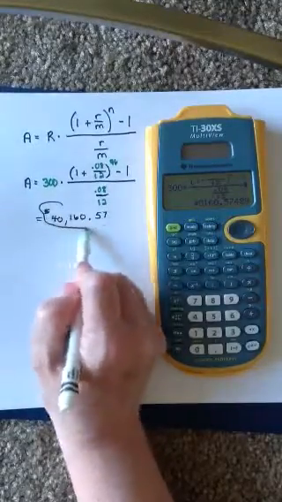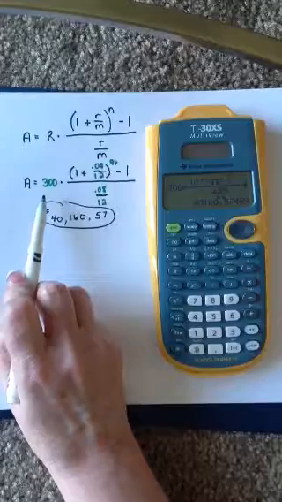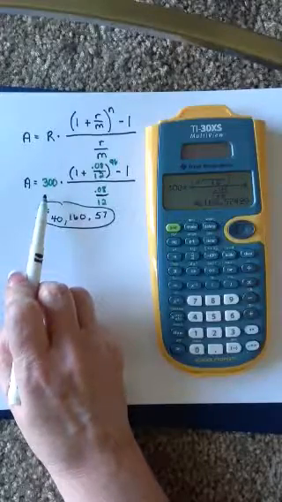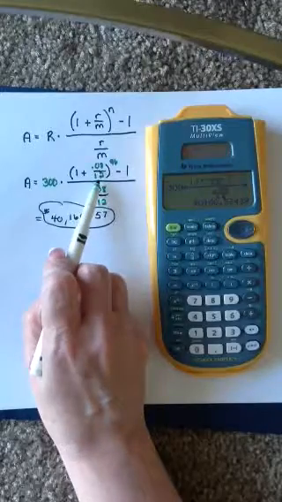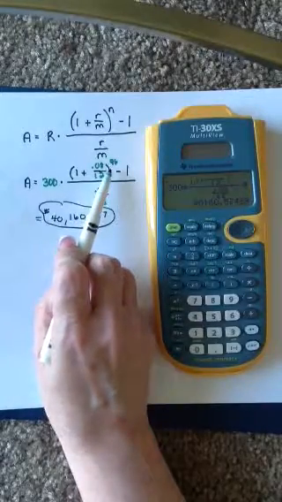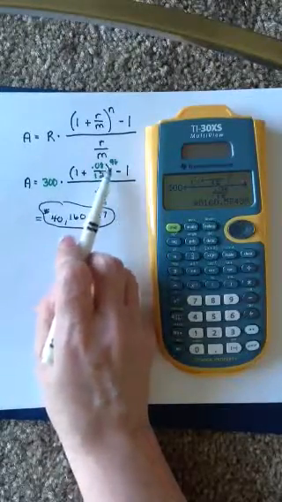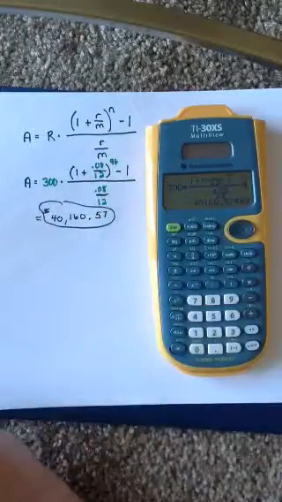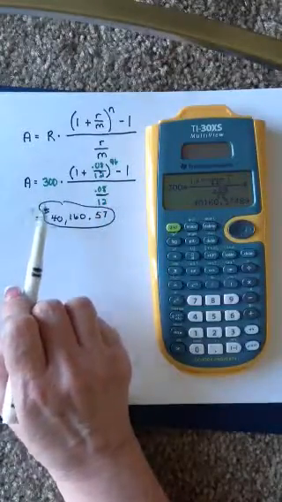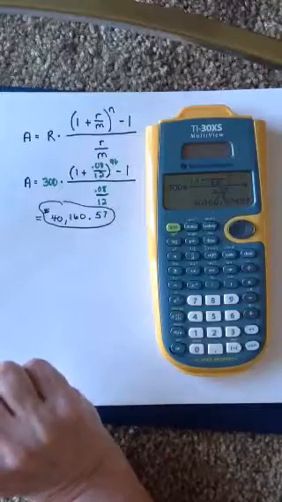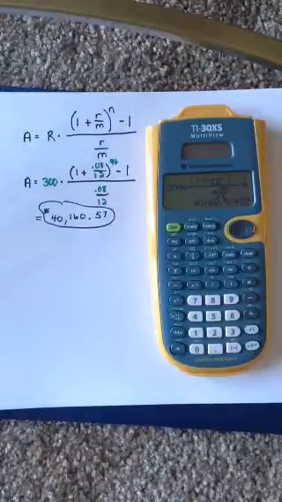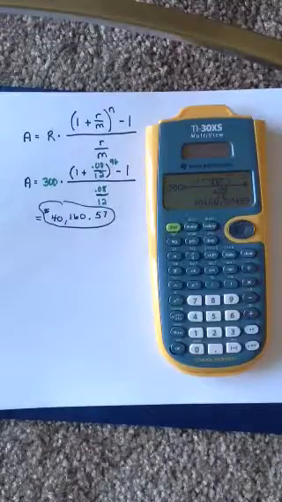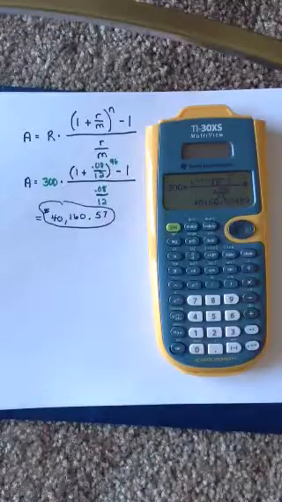That means if every month you put $300 into this annuity and they pay you 8% interest once a month and you leave it there for 8 years, because 12 times 8 is 96, when you come back every month you contribute $300. After 8 years, you should accumulate $40,160.57. And that's how you can do it on your calculator.